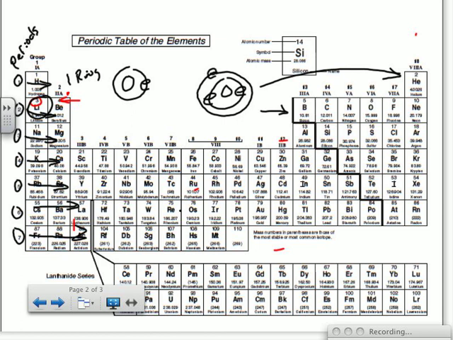Look what happens to beryllium. It's the next one over. It has 2 rings, but it has another electron. If we look at boron, it has 2 rings, but now it has a total of 5 electrons, so we need to add another one. Carbon, add another one. Nitrogen, add another one. Oxygen, add another one. Fluorine, add another one. And then finally we get to neon, add another one, and the shell is full.